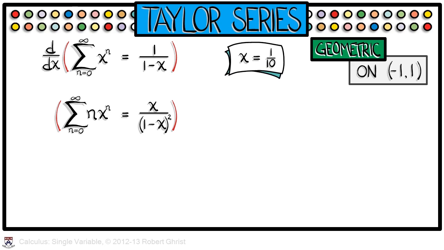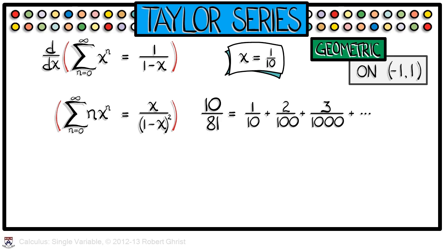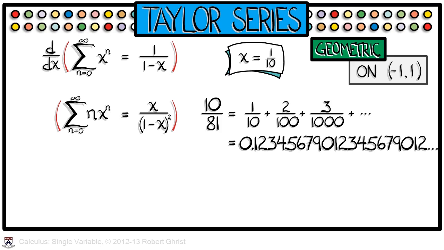Now, if we evaluate this at a particular x, let's say x equals 1/10, what do we get? We get that this sum, 1/10 plus 2 100ths plus 3 1,000ths, etc., is really equal to the right-hand side evaluated at 1/10, that is 10 over 81. This has an interesting sort of decimal expansion. It's somewhat surprising that this discrete integral has such a simple answer.